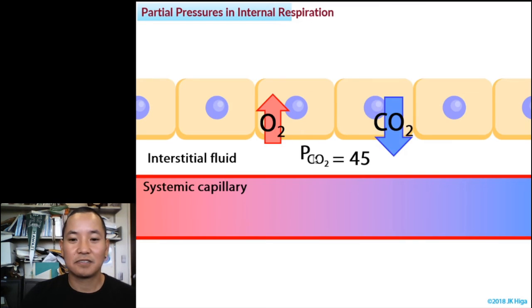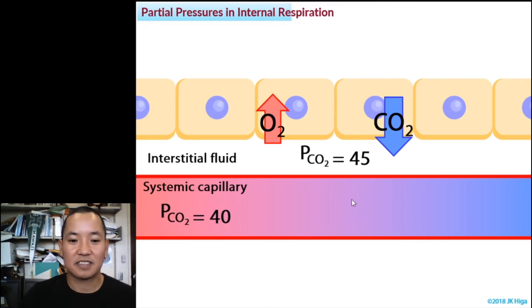In the interstitial fluid, the partial pressure of carbon dioxide is around 45 millimeters mercury. And actually, don't get too hung up on the numbers. I just generally want you to know whether it is high or low in the systemic capillaries, pulmonary capillaries, interstitial fluid, and alveoli. So which way do the gases flow in external and internal respiration? I'm showing the numbers to show you how it does flow.